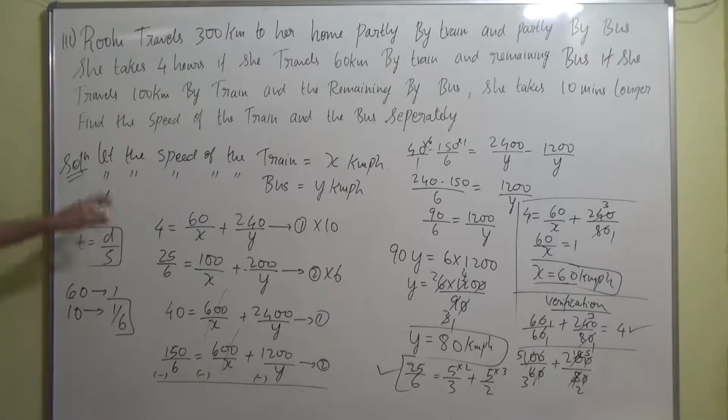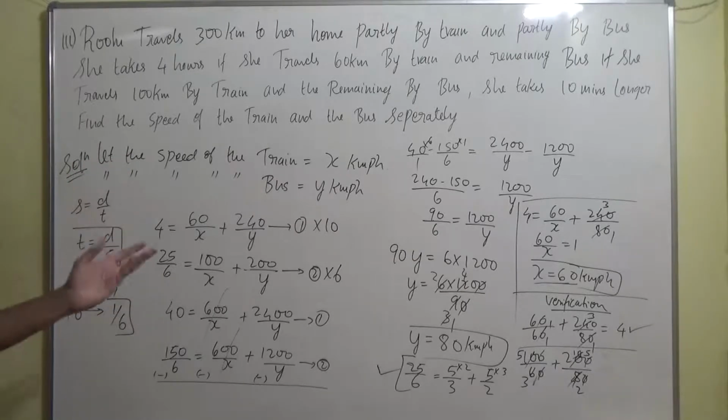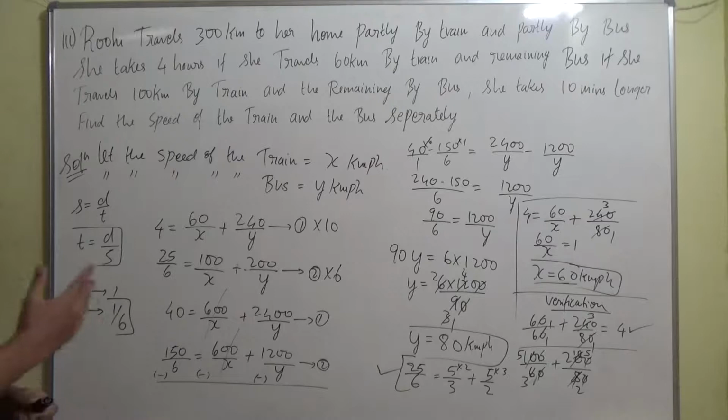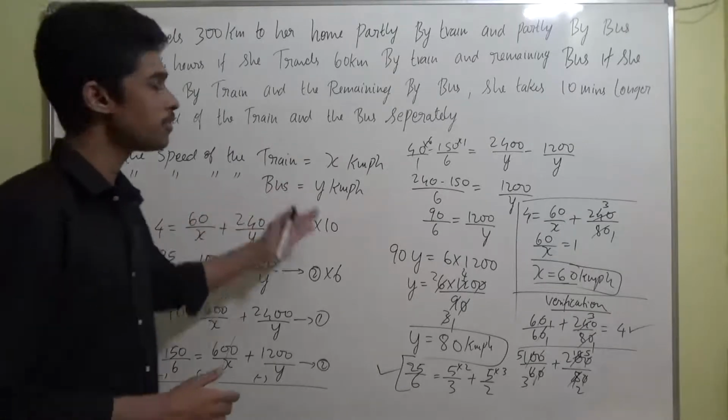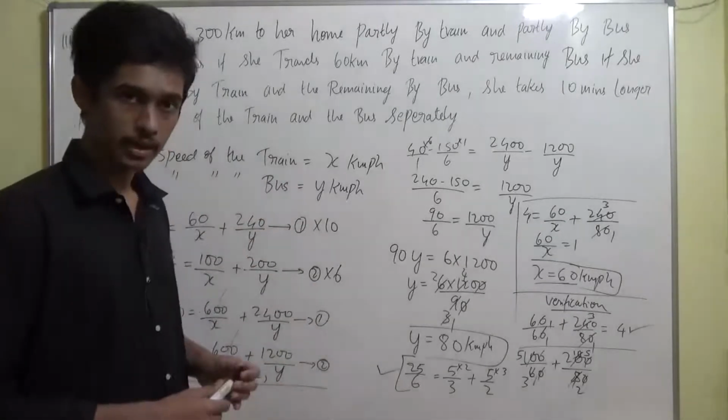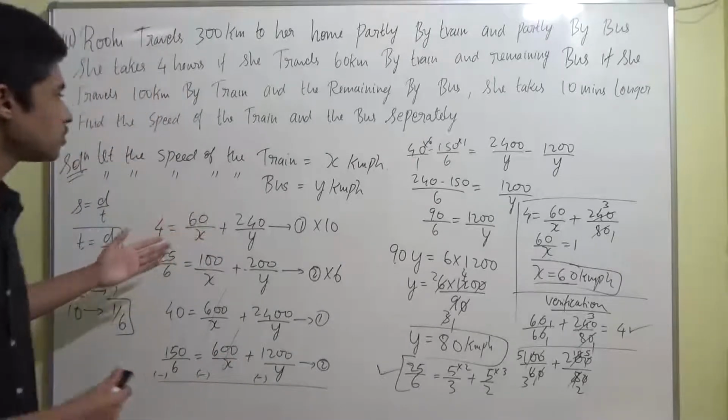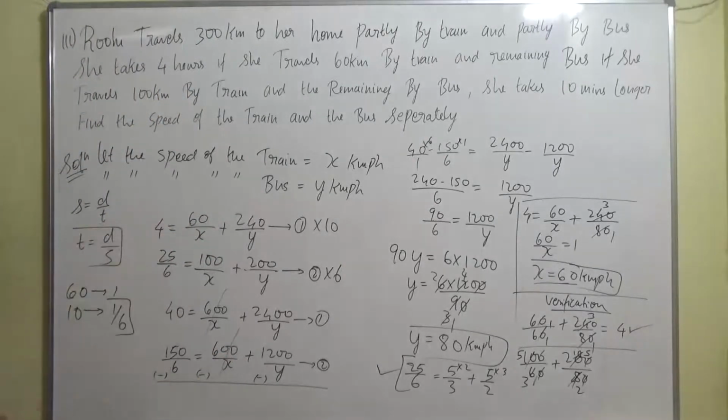First we assumed the speed of the train to be x kilometers per hour and the speed of the bus to be y kilometers per hour, because that's what they asked us to find. So we have to assume as variables what we have to find, right? Those things we assume as our variables, because that's how we are going to find the solution.